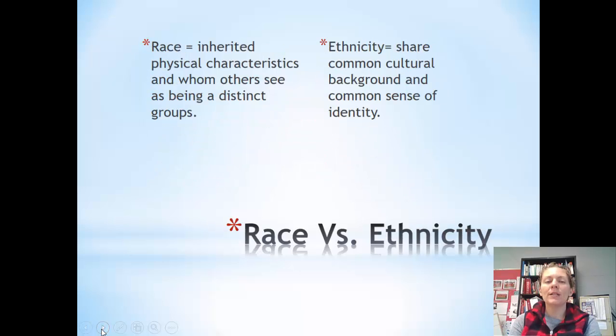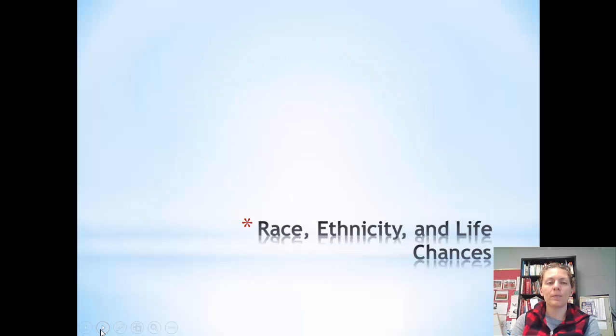In understanding race, I think it'll be helpful to know the difference between race and ethnicity. Race is a group of inherited physical characteristics, by which others view you as a distinct group. So in the United States, we typically talk about Blacks, whites, Latinos, Asians, Native Americans. Not limited to that, but those are our primary groups. Ethnicity then is a shared common cultural background and common sense of identity. So a little bit different there, not really including physical characteristics such as skin color.